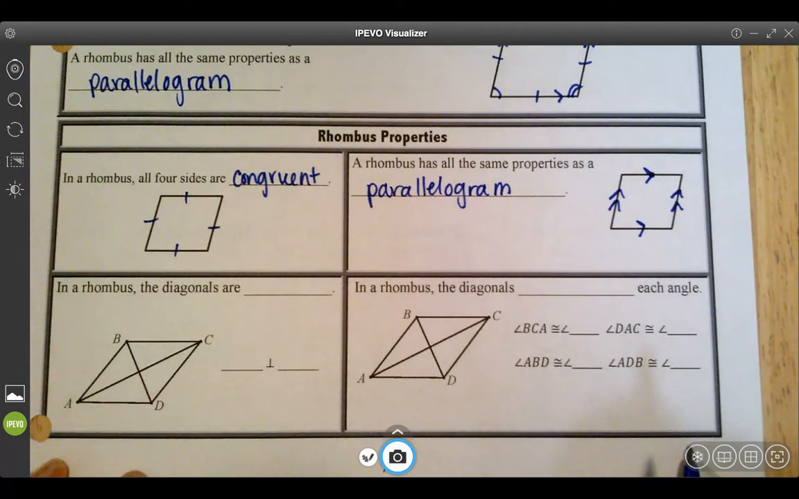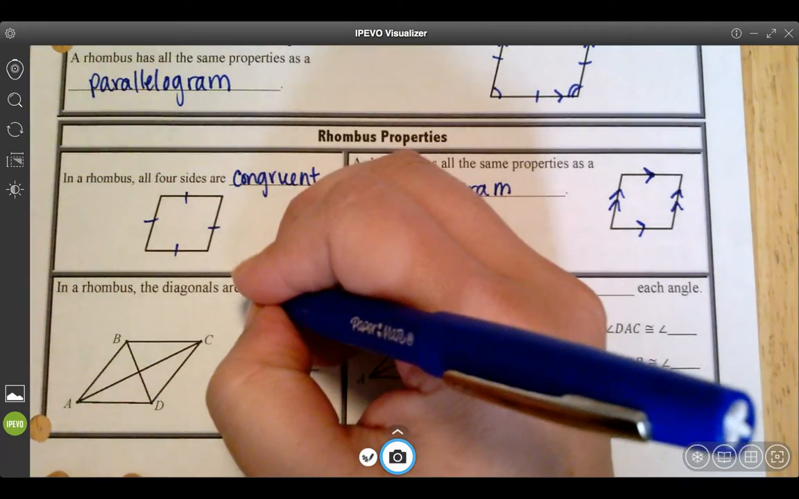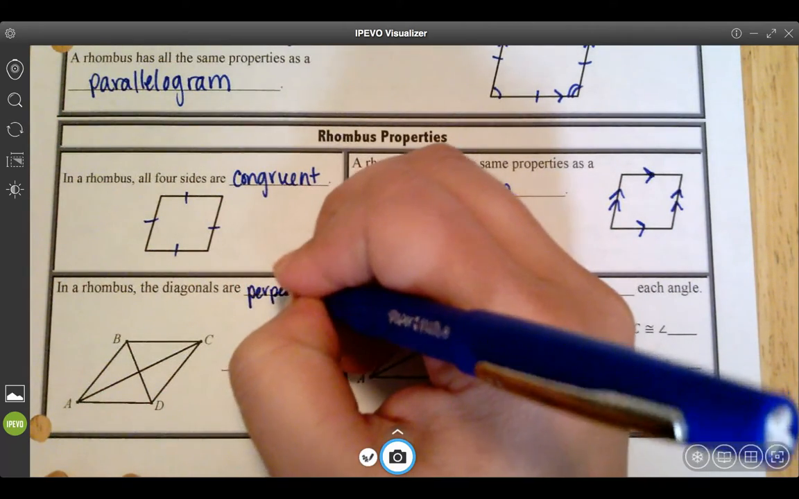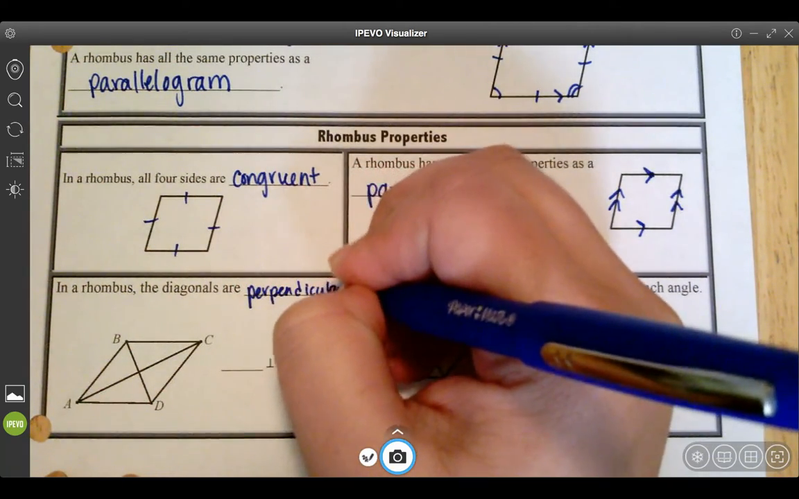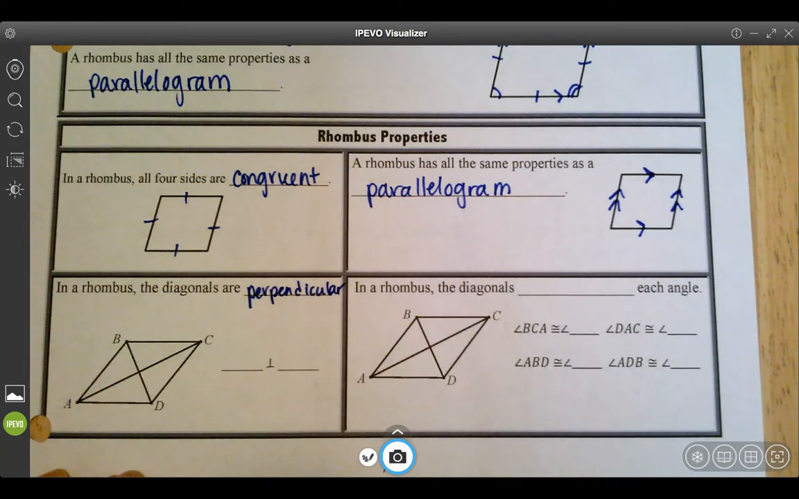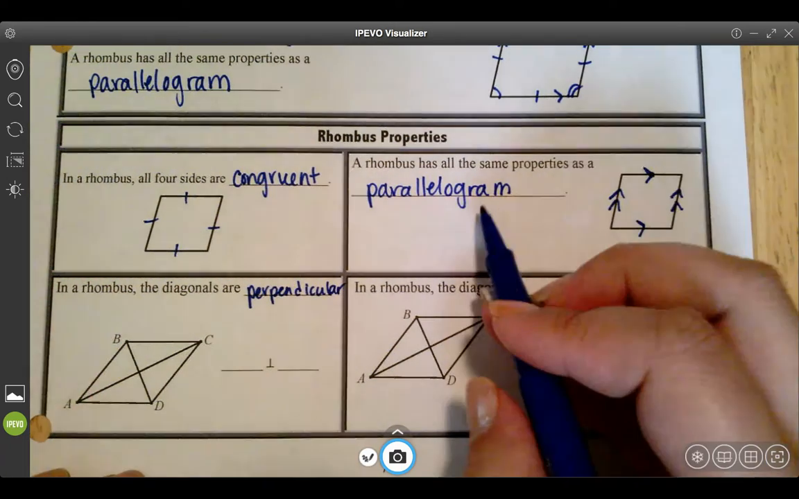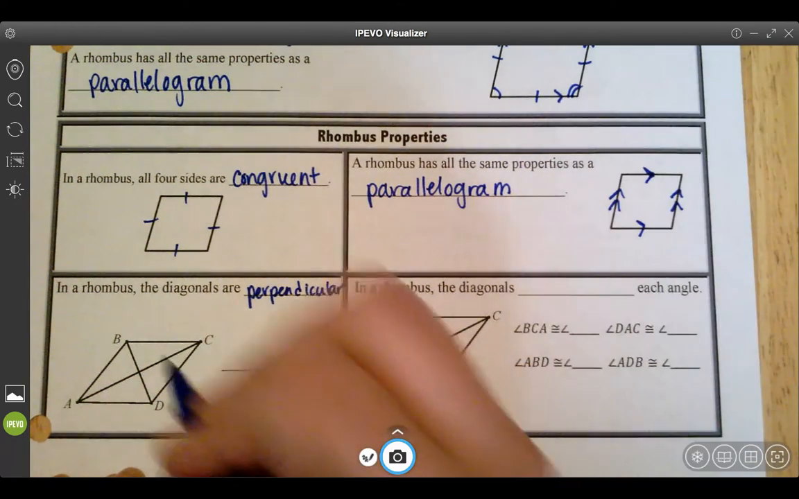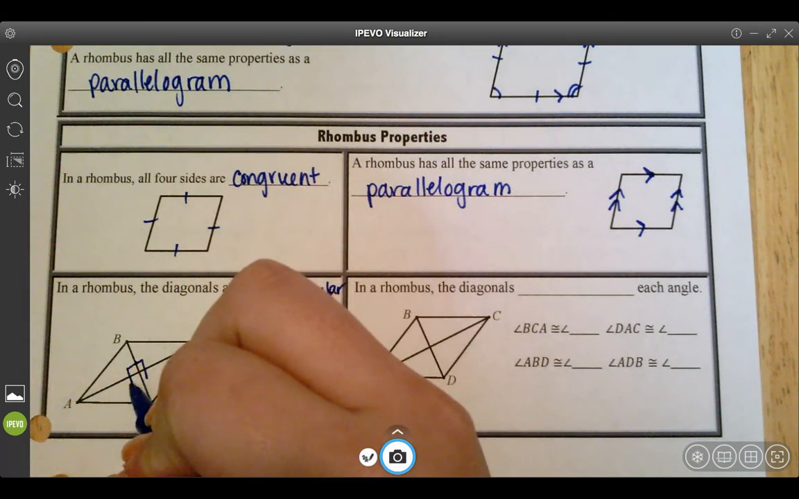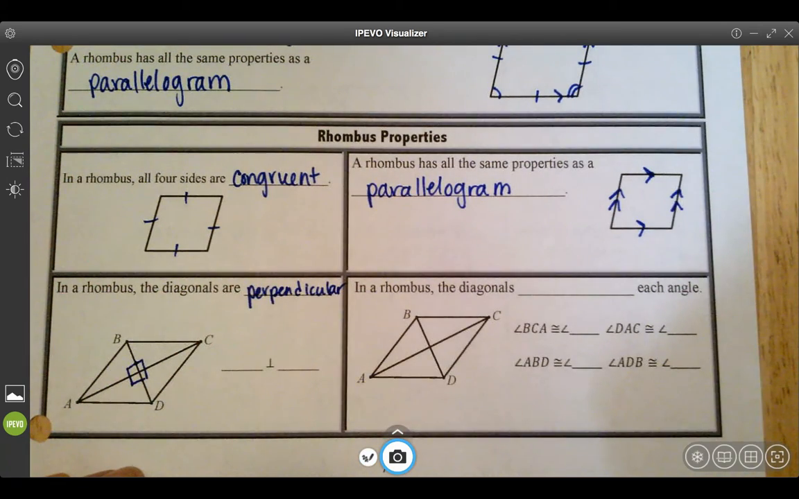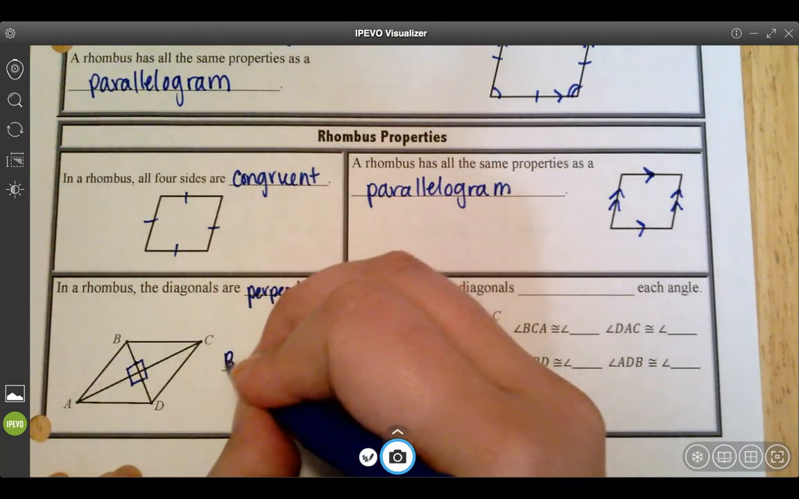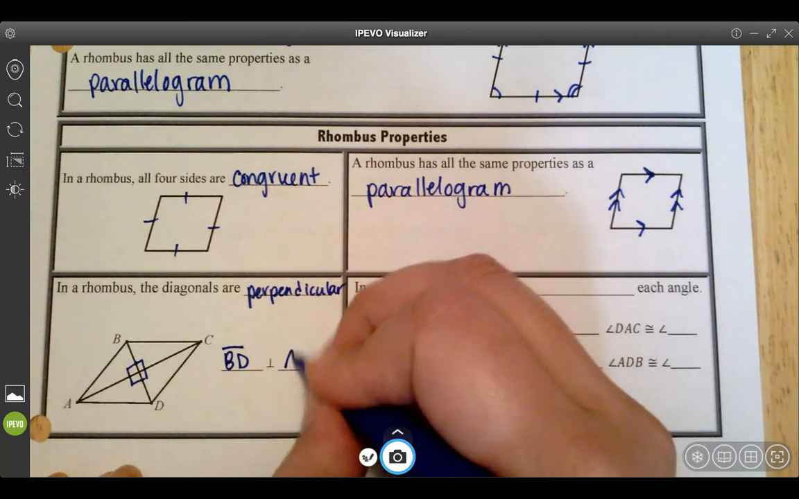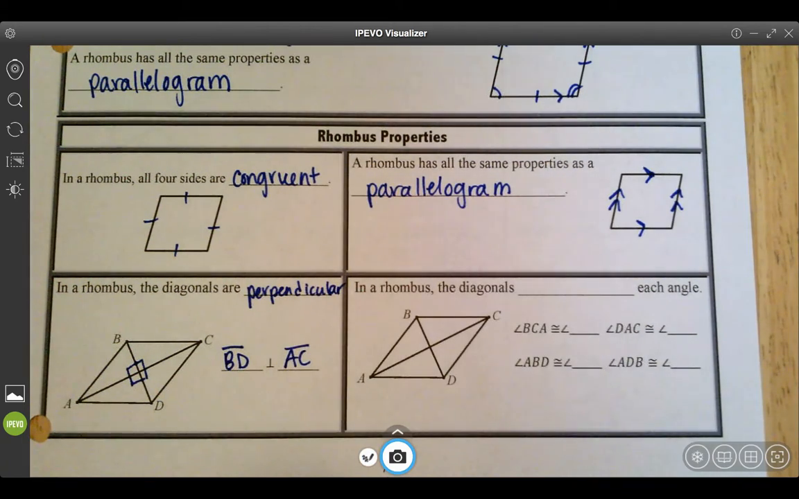In a rhombus, the diagonals are perpendicular. This is different than a parallelogram. In a parallelogram, we knew that the diagonals bisect each other. We did not know that they're perpendicular, so this is a new feature. So here we can say the diagonals are perpendicular. I can say that segment BD is perpendicular to segment AC.